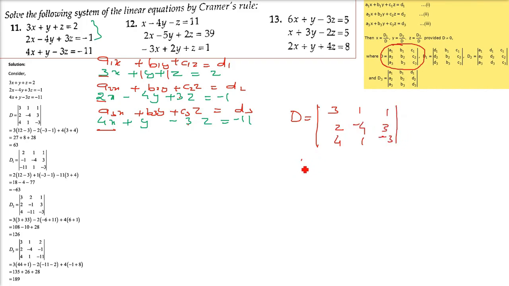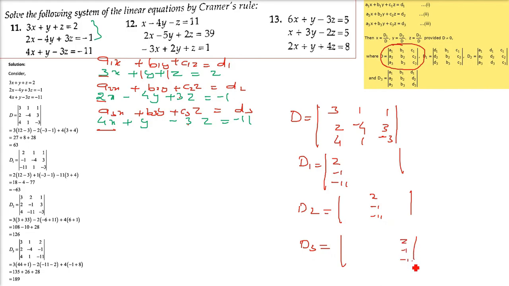What will be D1? The first column has to be replaced by d1, d2, d3. In D2, the second column has to be replaced by d1, d2, d3. Likewise in D3, the third column has to be replaced by d1, d2, d3. So the first column 3, 2, 4 will be replaced by 2, negative 1 and negative 11. In D2 you are going to place 2, negative 1, negative 11 in the second column. In the third one you will write 2, negative 1, negative 11. The rest you will just keep like that.